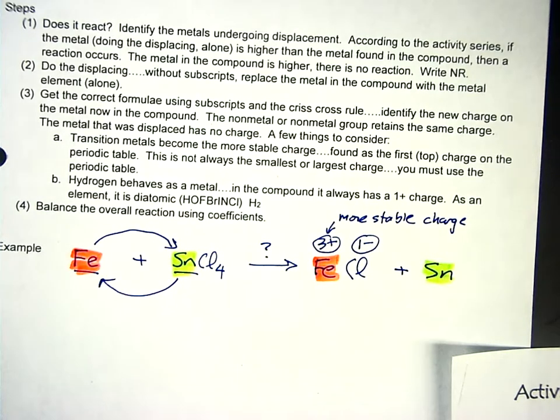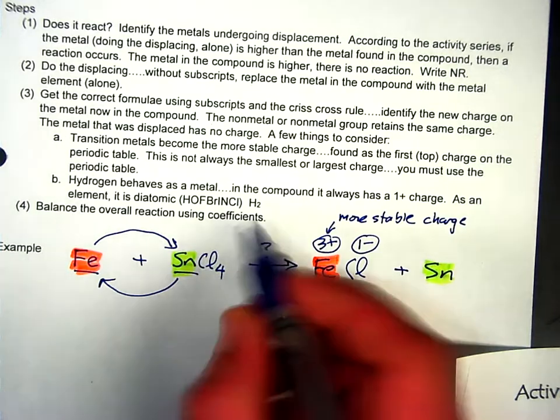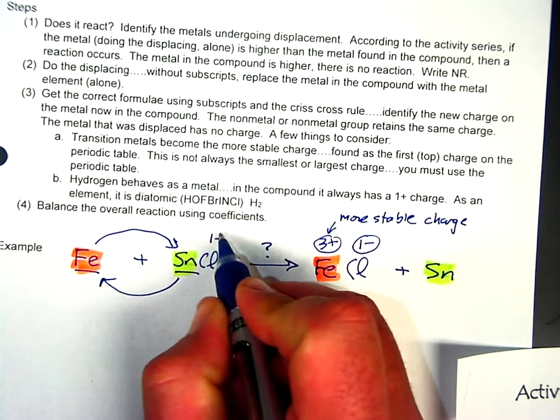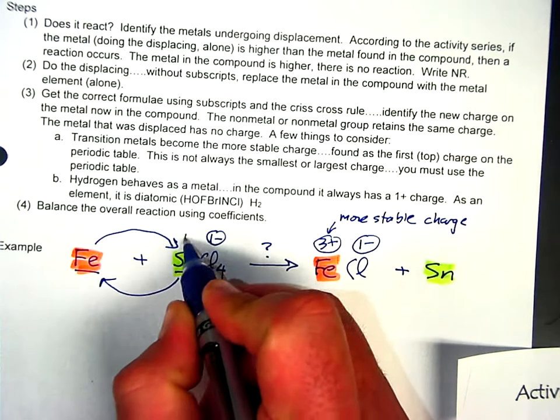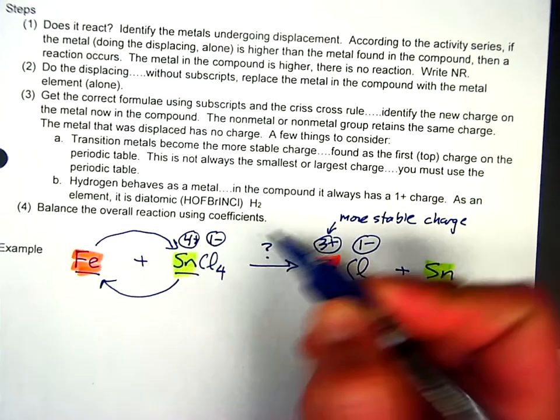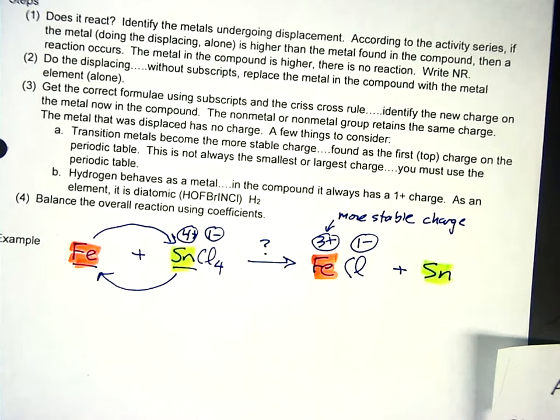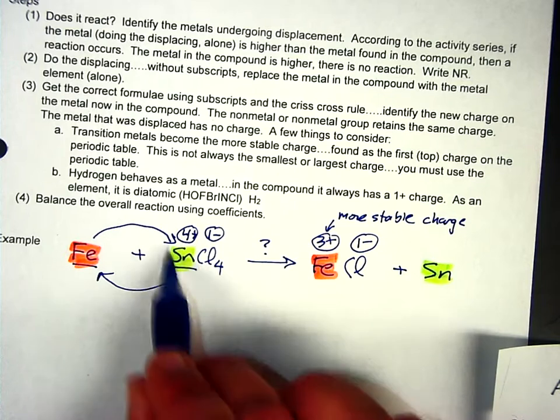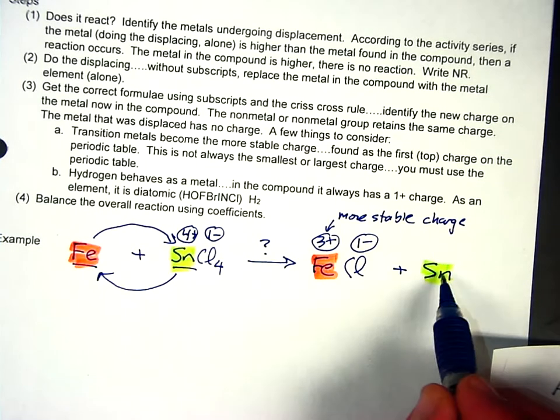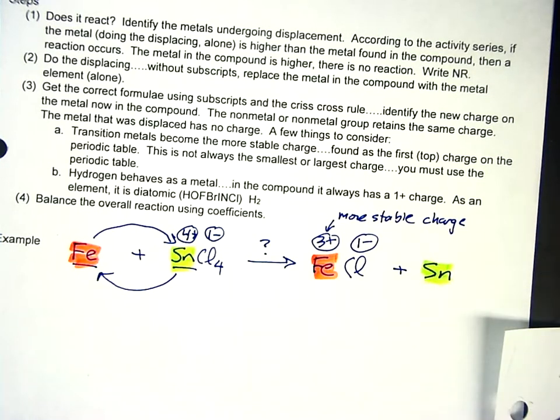Identify the new charge on the metal in the compound. The non-metal or non-metal group retains the same charge. So how do I know what the charge was? Well, it was 1 minus, and this was 4 plus because of the backwards crisscross, if you want to call it that. Okay? So the tin becomes from 4 plus, it goes to an element which has all of its electrons. So there's an exchange of electrons between these two metals.